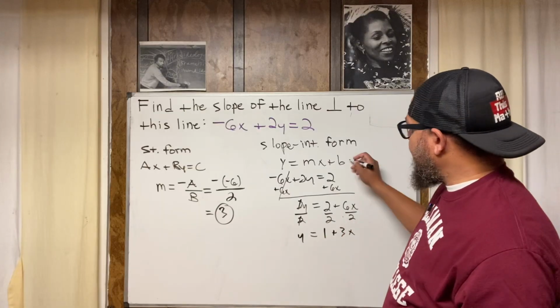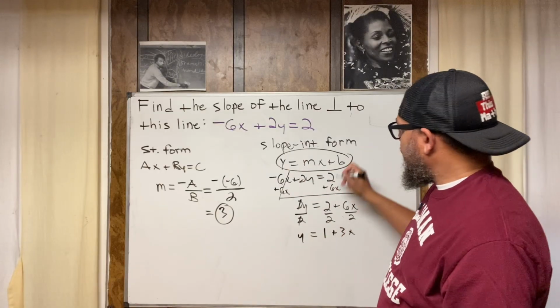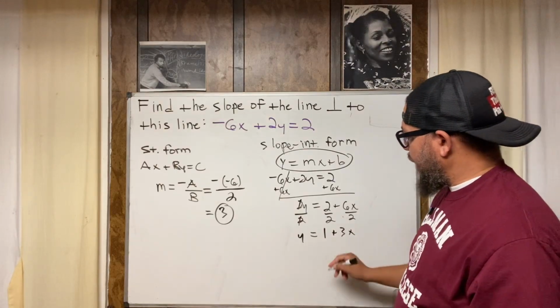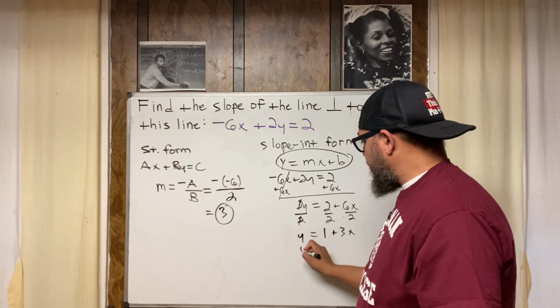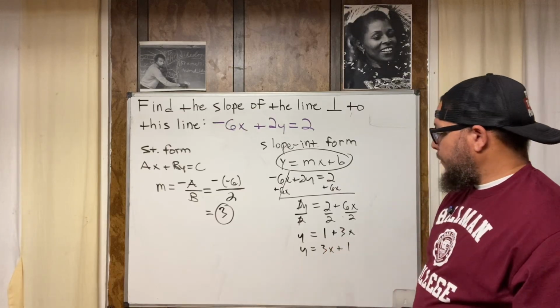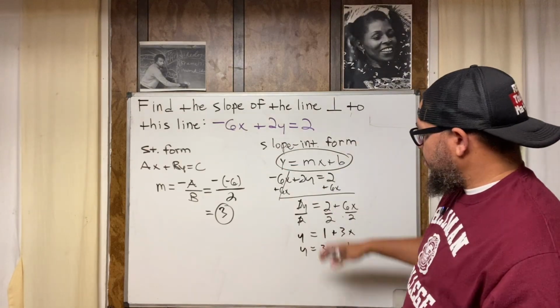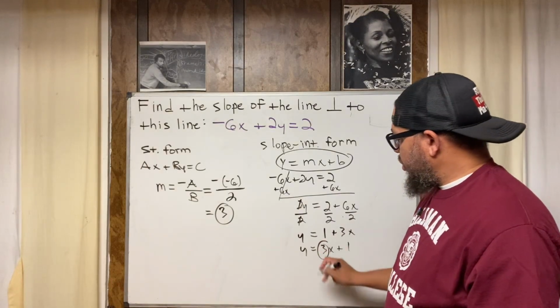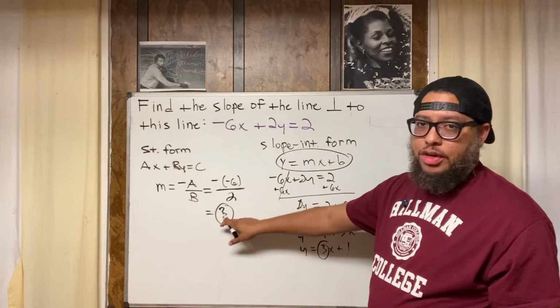Now, I want this to look like this, right? So I'm going to switch the x term with the constant just to make it look like this, because that's how I want it to look. So I got y equals 3x plus 1. Now, slope-intercept form, whatever the coefficient of x is, that's the slope. So 3 is the slope. And wasn't the 3 the slope over here?